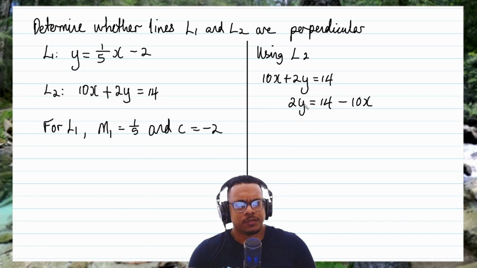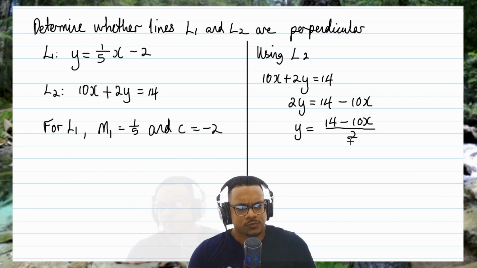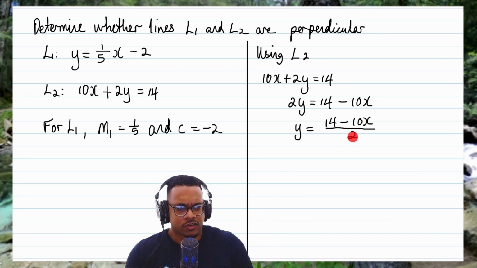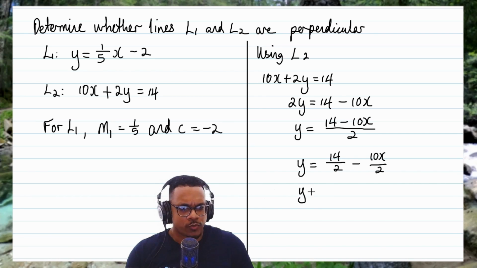Next, I have this 2 being multiplied by y. So when I transfer this 2 across the equal sign, the operation will change from multiplication to division. So I'll have y is equal to 14 take away 10x, divided by 2. So now these two terms will have a common denominator. So I can write y is equal to 14 divided by 2 take away 10x divided by 2. So y will be equal to, and 14 divided by 2 is 7, and 10x divided by 2 is 5x. So I'll have 7 take away 5x.